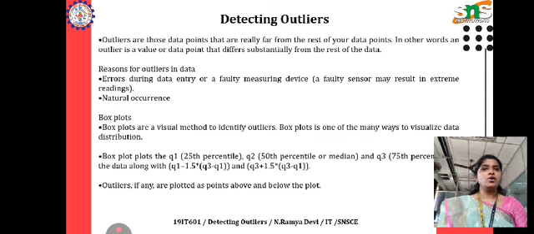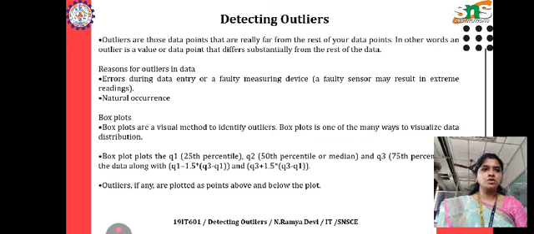So the main reasons behind outliers are errors during data entry, or a faulty measuring device. A faulty sensor may result in extreme readings, so the extreme range of the data, and naturally the data error can also occur. And next is the box plots. Box plots are a visual method to identify the outliers in data.